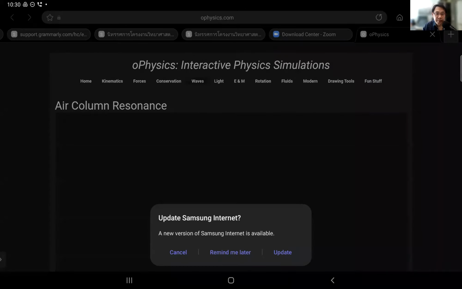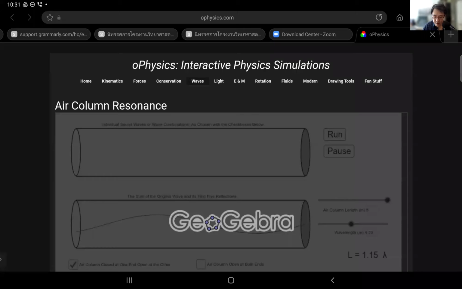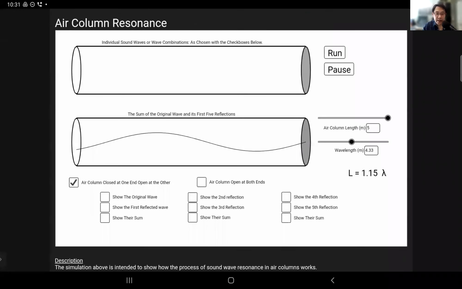All right, so in here, you guys can play around with it. It's interactive, so it's very good. What you have over here is you can run it and you can check some options. This is an air column, and you can pick between having two ends open or just one end open. This is exactly what you saw in the slide.